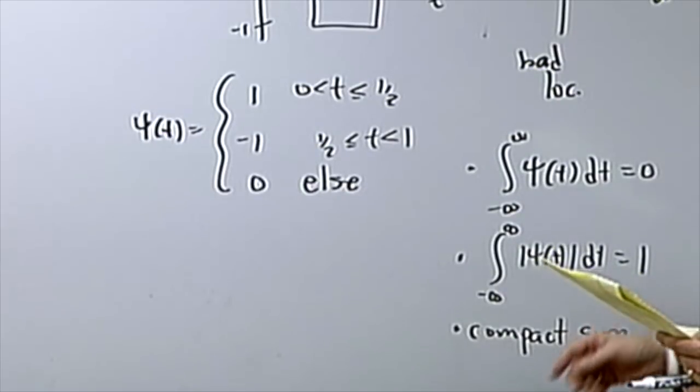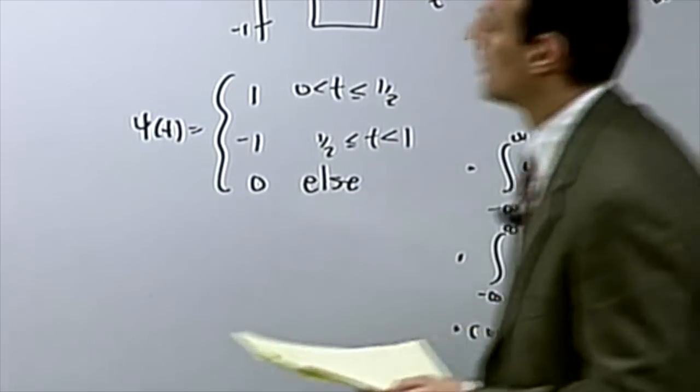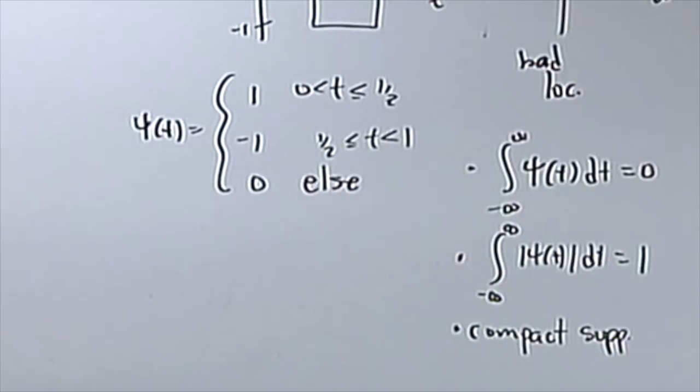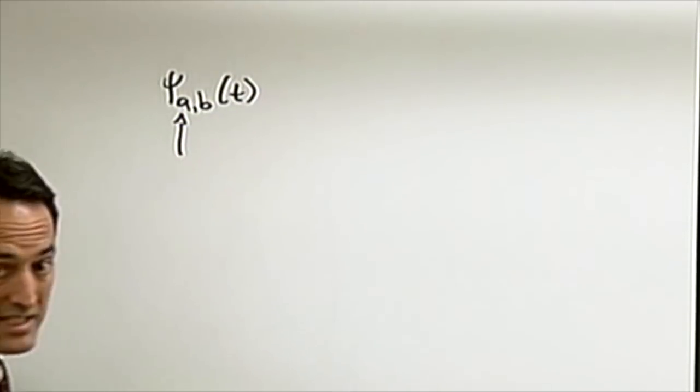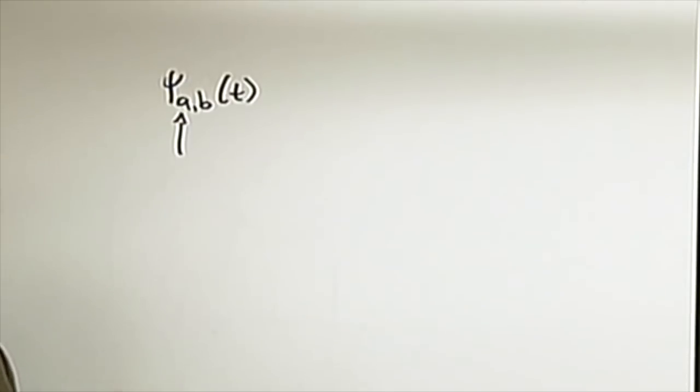And let me tell you what you're going to do with something like this. With a Haar wavelet, you're going to construct signals. And the idea now is, with this Haar wavelet basis function, you're going to turn this thing into a function of a, b, t. A is going to be essentially our scaling.